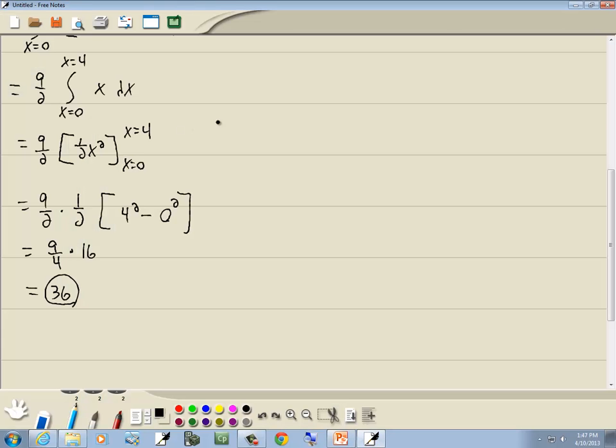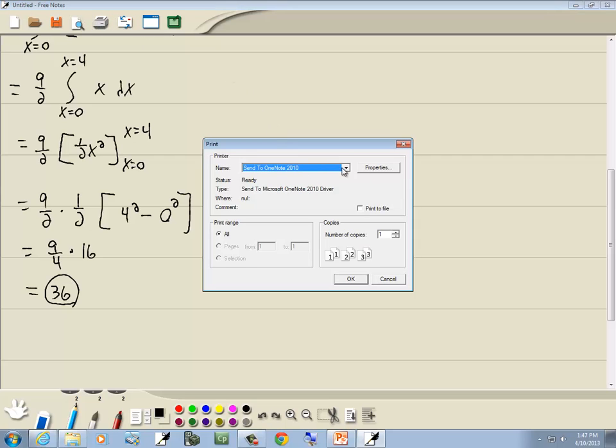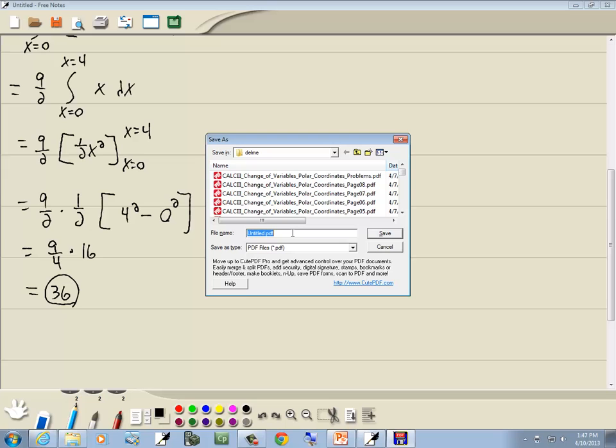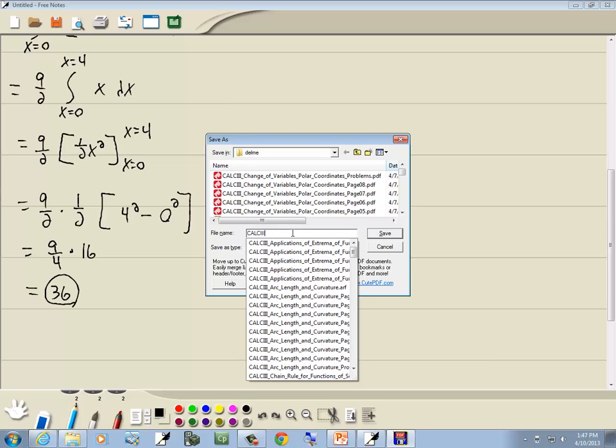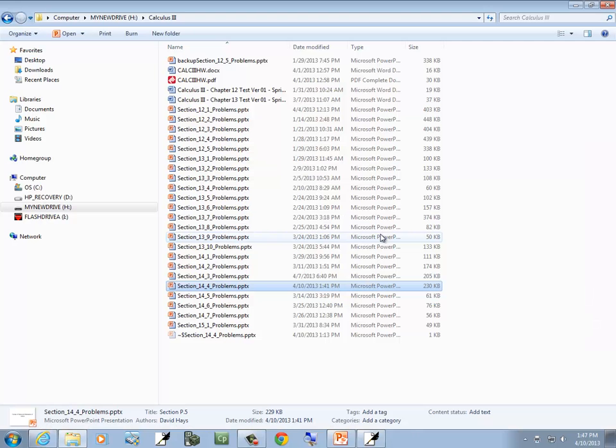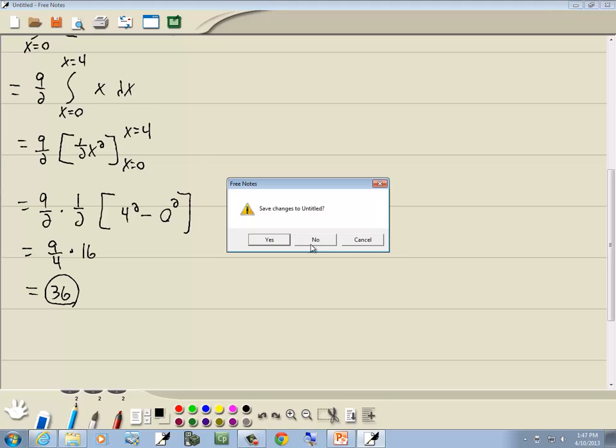Centers of mass and moments of inertia. So let me save that. Centers of mass and moments of inertia, page01.pdf. Now we're not going to go over all the physics part of what these represent and everything. In this video I'm just going to show you how to find them. I'm definitely not a physics major.